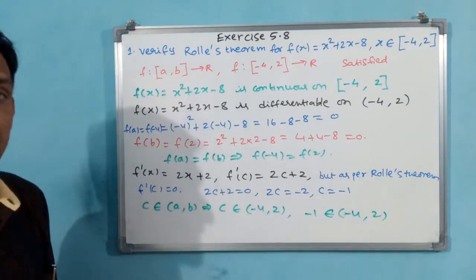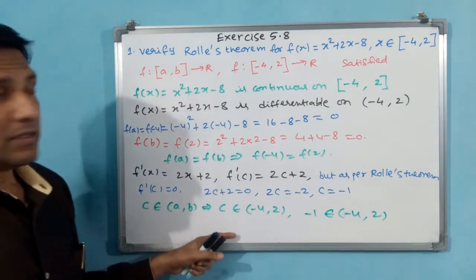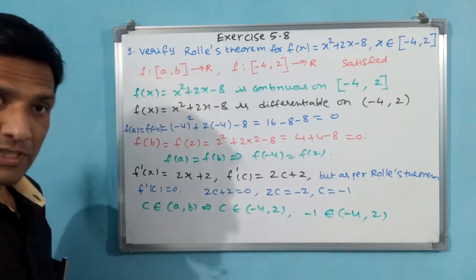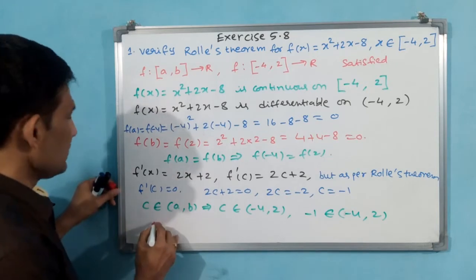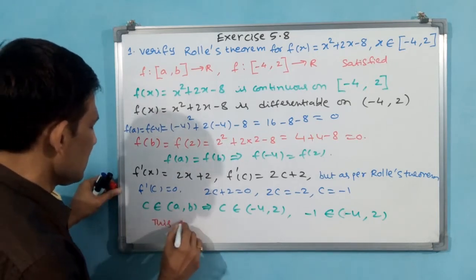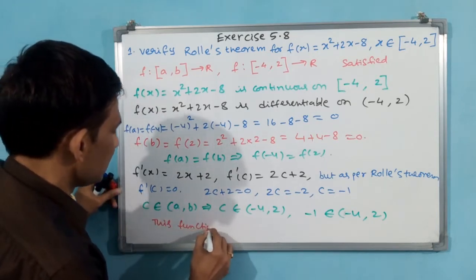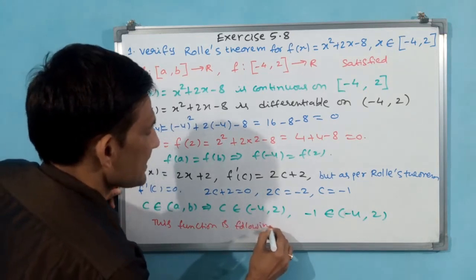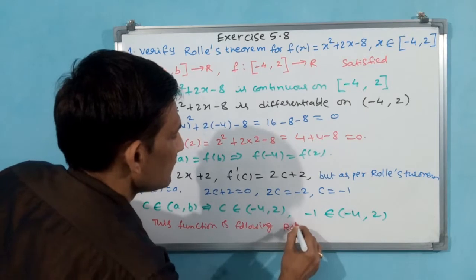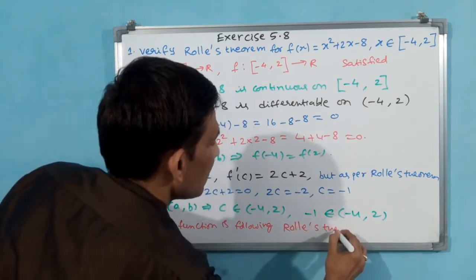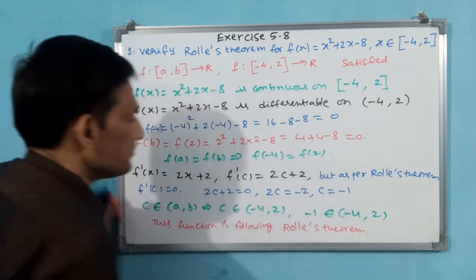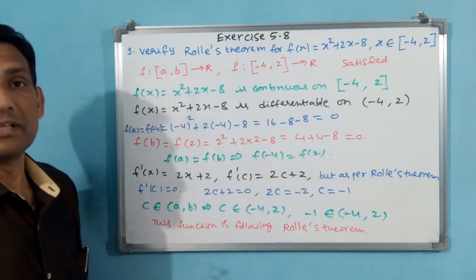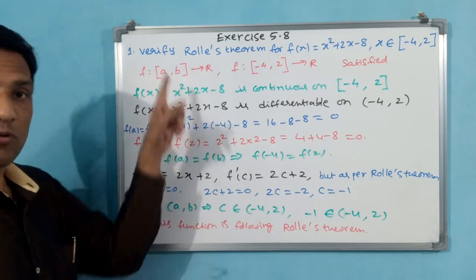Now finally you can write, this function is satisfying Rolle's theorem, or following Rolle's theorem. Write down: this function is following or satisfying Rolle's theorem. You understand now how it has come? How we can confirm this? That means this function is following Rolle's theorem.